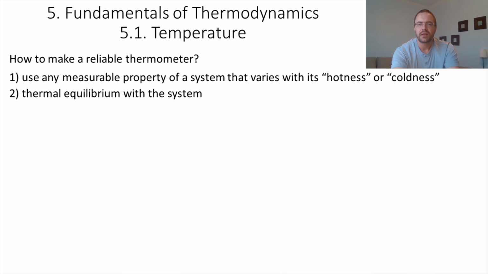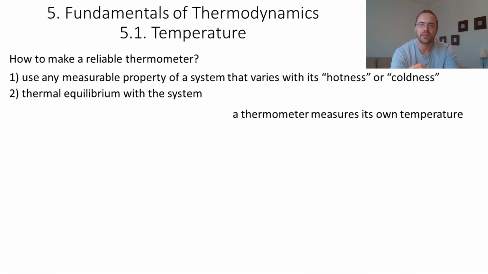Now, the second thing that you need for a thermometer is that you need the thermometer to be in thermal equilibrium with the system that you are trying to measure. So keep in mind that the thermometer measures its own temperature. And so if you want the thermometer to give you the temperature of an object, you need to make sure that the thermometer and the object are in thermal equilibrium with each other.